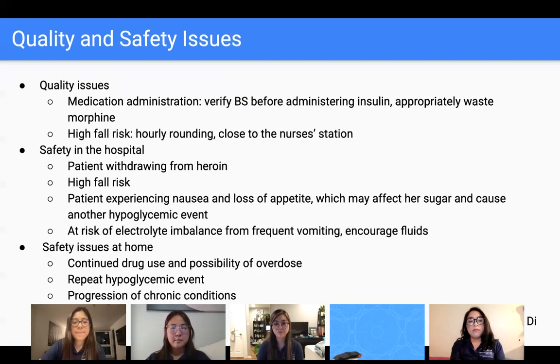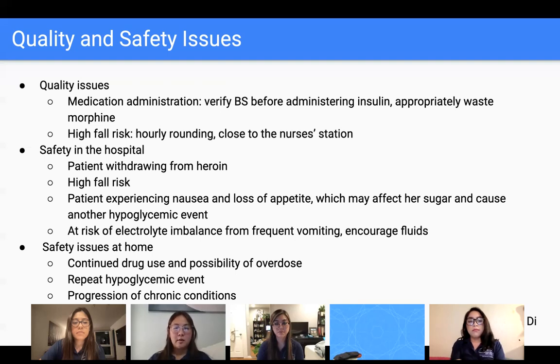Next. When we're looking at quality issues, we're mostly looking at safety and reducing costs and waste. Because she goes to the ED so often, the more we involve her in her patient care plan, the more likely she is to adhere to the recommendations for her chronic conditions. And we should also make sure we are appropriately monitoring medication, verifying her blood sugar before insulin, and appropriately wasting morphine because she is receiving small doses of morphine.